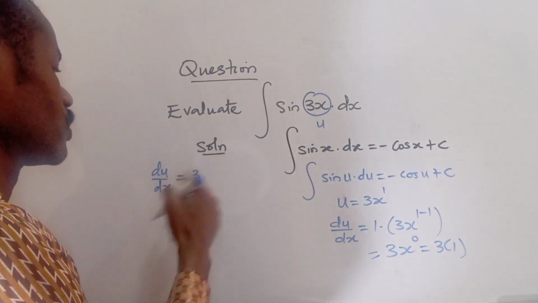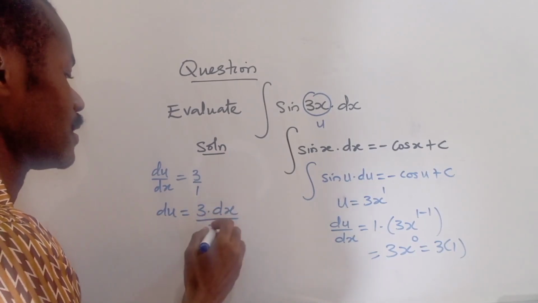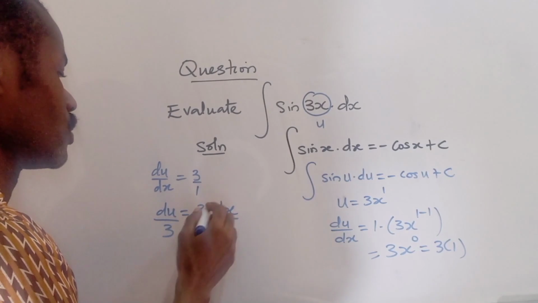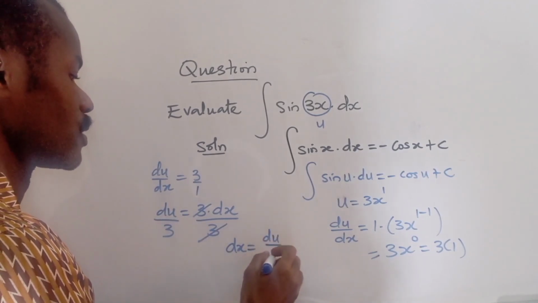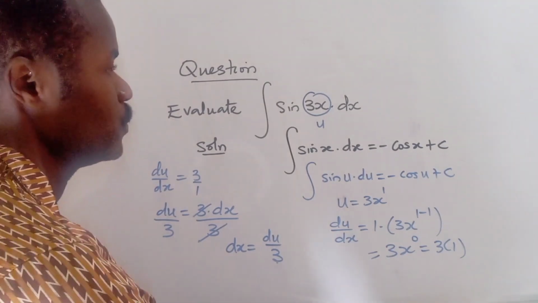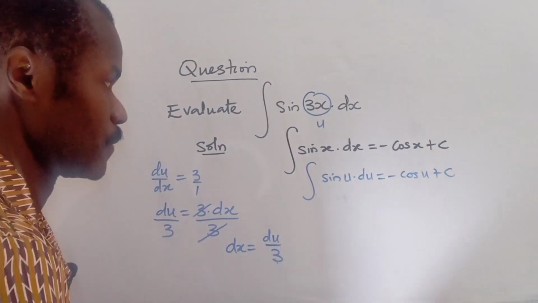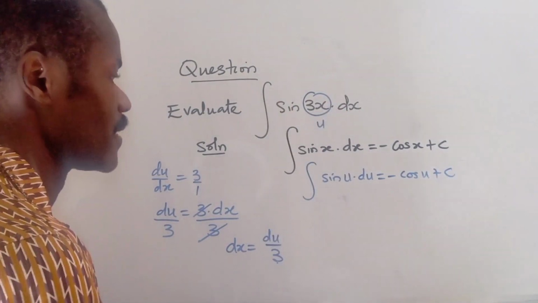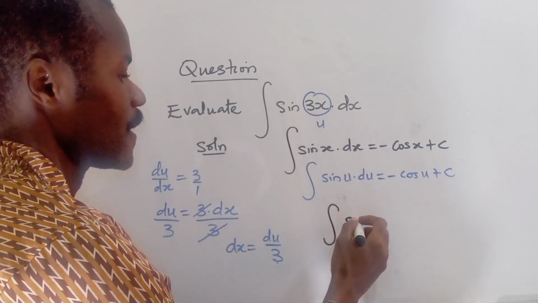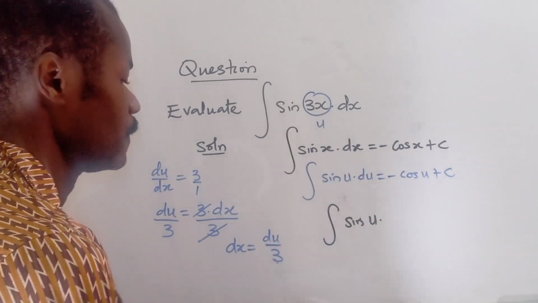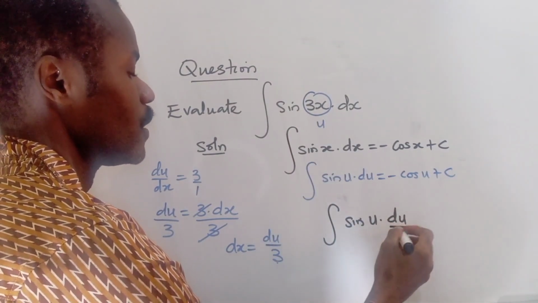So all I need to do is cross multiply. Our du is equal to 3 multiplied by dx. Now divide both sides by 3. This will cancel out this, so my dx is equal to du over 3. With this, we can now solve this by writing it in this form. We have sine u, and our dx is du over 3, so we have du over 3.